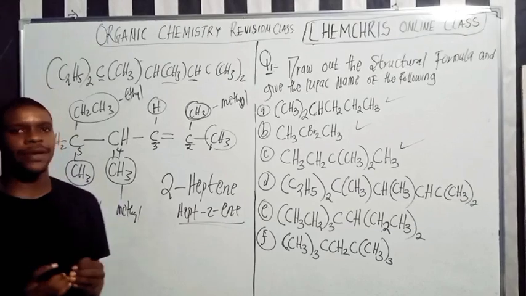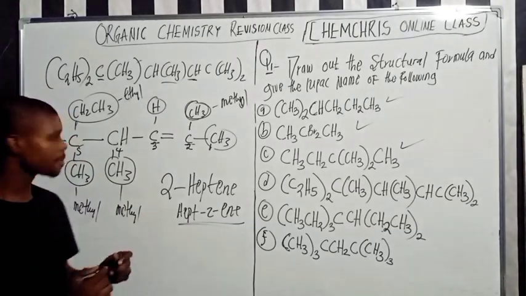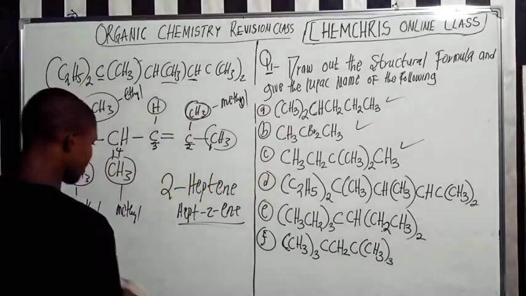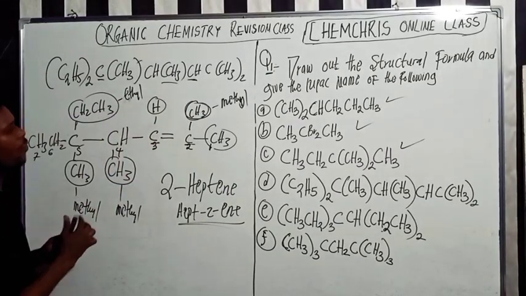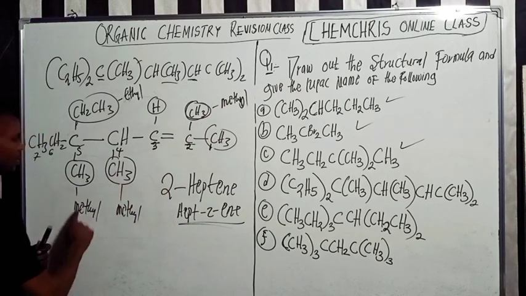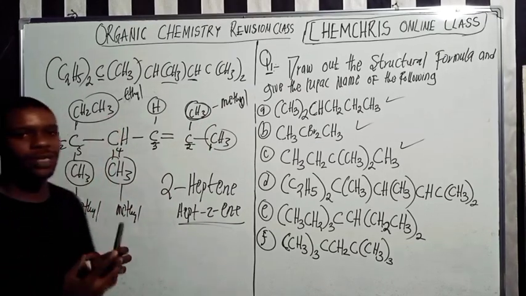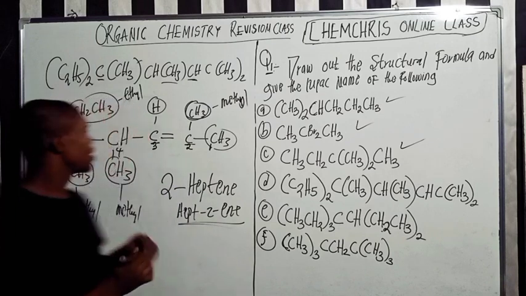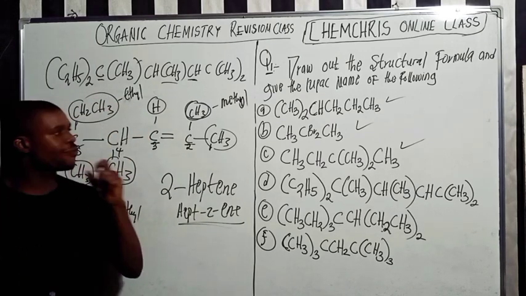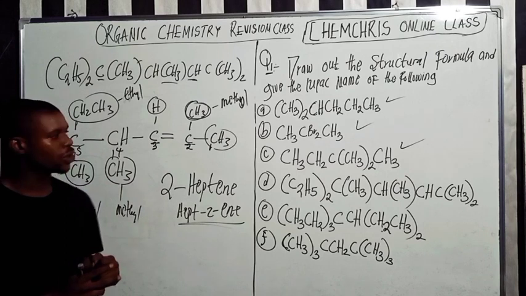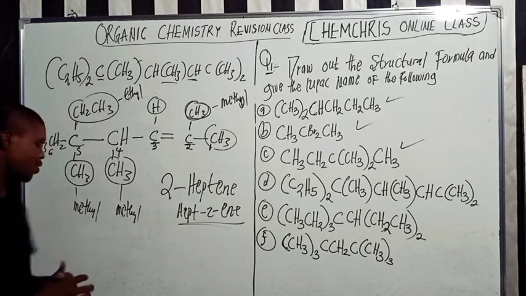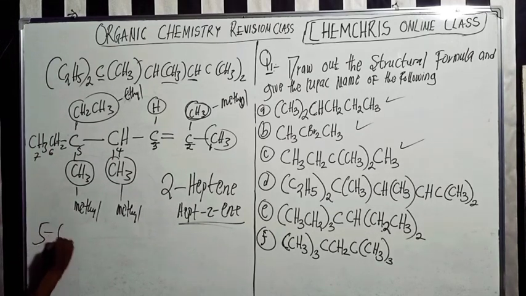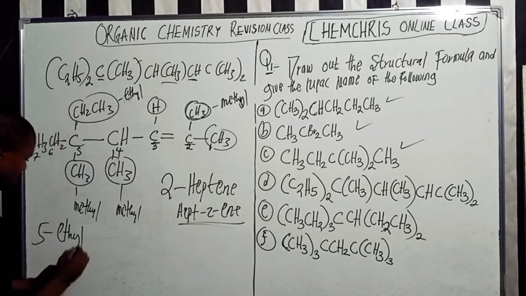So, how do you now start naming the substituents? Let me see if I can write this here. Now, remember, we have methyl, and we have ethyl. Now, you must arrange them alphabetically. E will come before M when it comes to alphabetical order, right? So it's going to be 1, 2, 3, 4, 5, 5-ethyl. So it's going to be 5-ethyl. Can you see that? 5-ethyl.